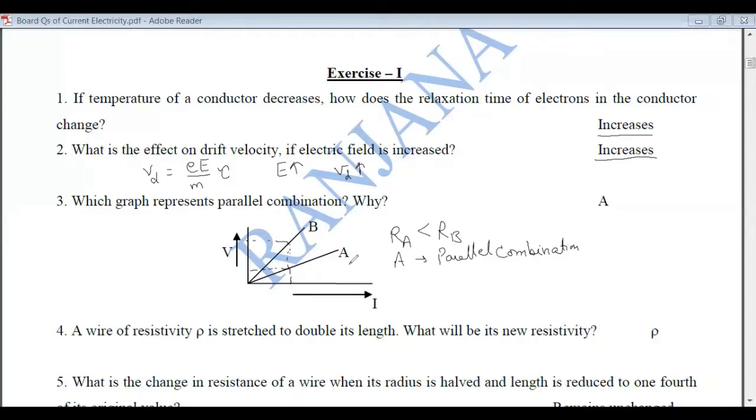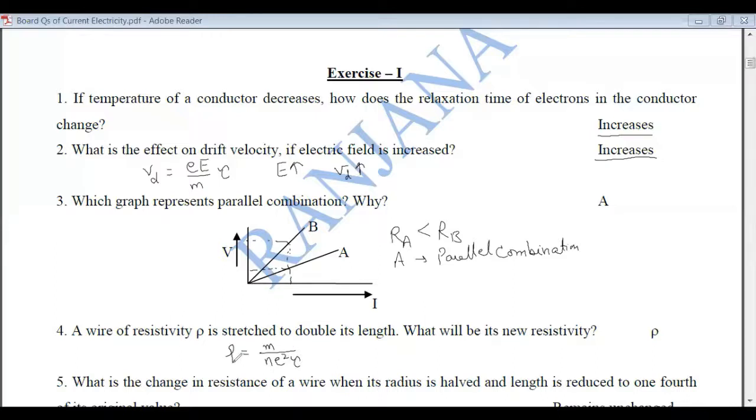Now question number 4: a wire of resistivity rho is stretched to double its length. What will be the new resistivity? We know that the resistivity is given by m upon n e square tau. We have derived this expression.